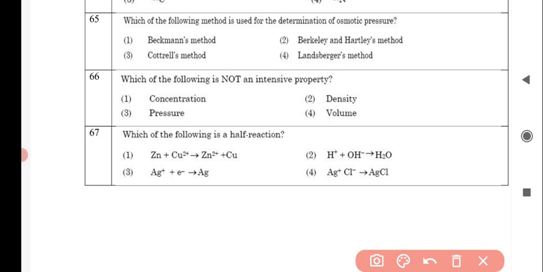Next question is which of the following is not an intensive property, and the correct answer is option number 4, volume. Next question is which of the following is a half reaction, and the correct answer is option number 3, Ag+ + e- to form Ag.